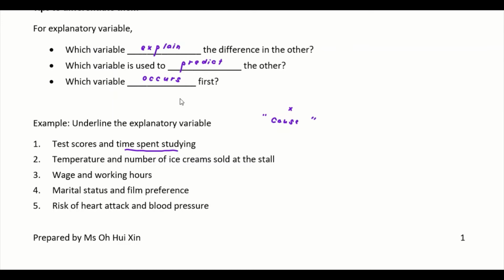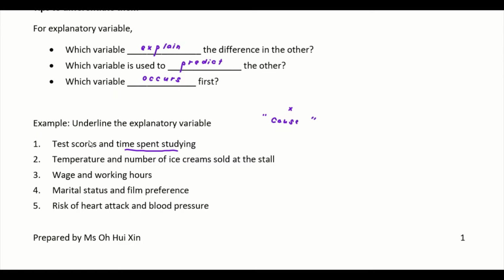For example, if you're smart enough, then maybe the time that you spend is lesser, but the test score you still get is a very high one. You get what I mean? But in this case, we are just trying to see whether there's an association or not, based on the majority of the people here. So that's why we don't use the word cause here. It's basically the time you spend studying is going to explain the difference, or we can use it to roughly predict the test score. Okay, so that's the idea.